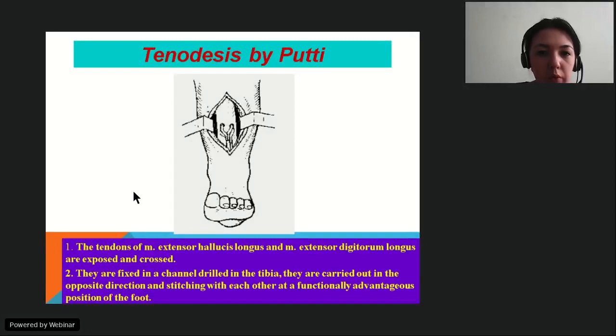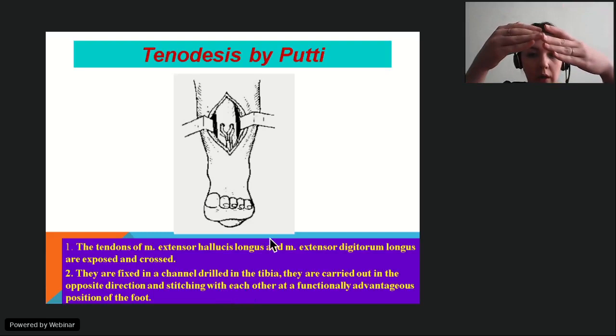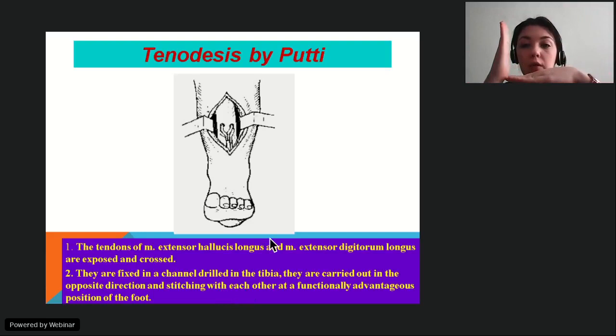Tenodesis by Putti. The tendons of musculus extensor hallucis longus and musculus extensor digitorum longus are exposed and crossed, and they are fixed in a channel drilled in the tibia, carried out in the opposite direction and stitched with each other on the posterior side of the tibia at a functionally advantageous position of the foot. So to make it extended, to prevent its flexion. And then for a patient, it will be easier to move the foot from one place to another. I hope you understand me. Okay. I hope you hear me.